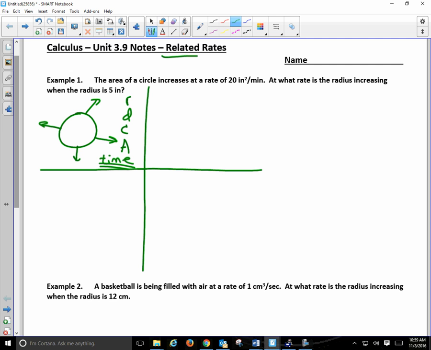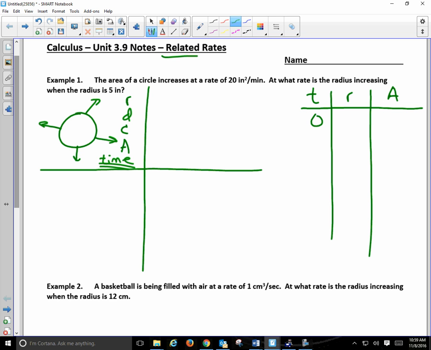Now, I'm going to make a little chart here. I'm going to talk about time. I'm going to talk about the radius. I'm going to talk about the area. So we'll say at time 0, we have a radius of 0 and an area of 0. At time is equal to 1, 2, 3, 4, 5. Okay.